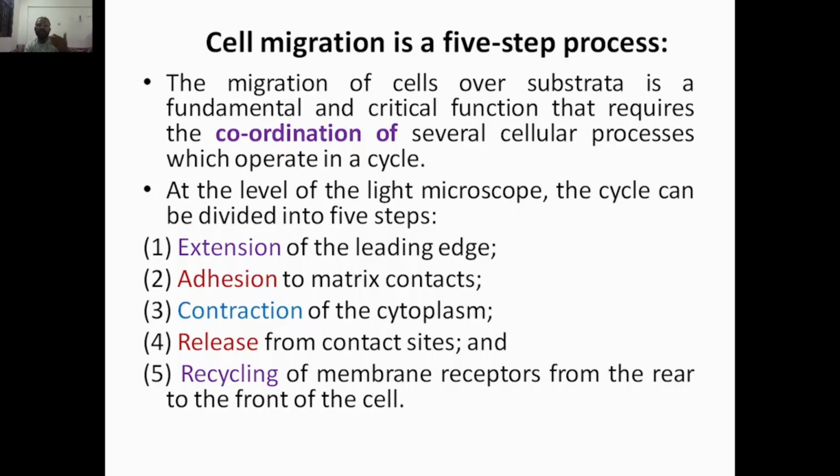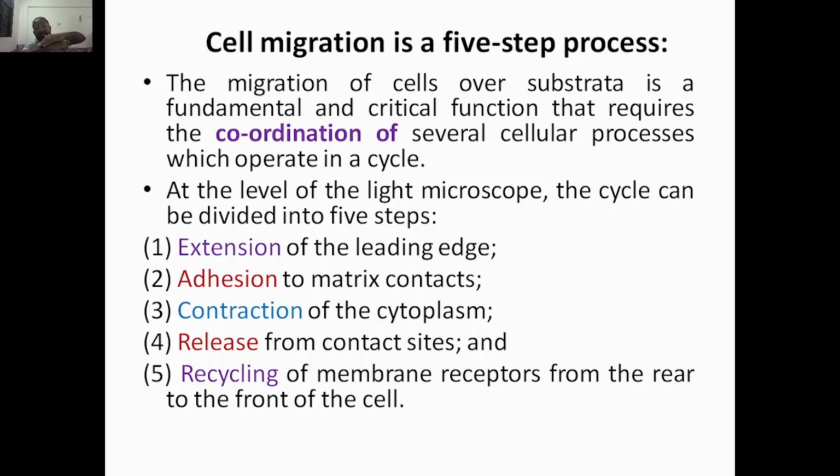So, adhesion to the matrix. The next step is that it has to adhere, in the sense it has to attach to the matrix contacts. That means whatever the substrate is, that will be a matrix contact. Now the contraction of the cytoplasm: because it is extended and now attached, the contraction of the cytoplasm will happen, so the cell will become something like this, because the cytoplasm contracted. Once this becomes like this, next is release from the contact sites. From the back end or rear end, it will release like this. Once the contact sites release, it becomes like this again.